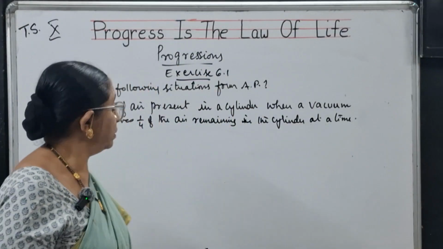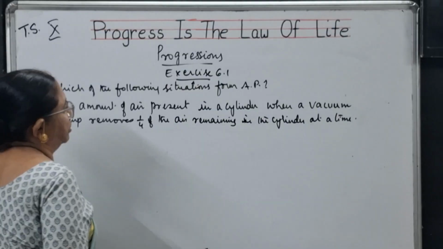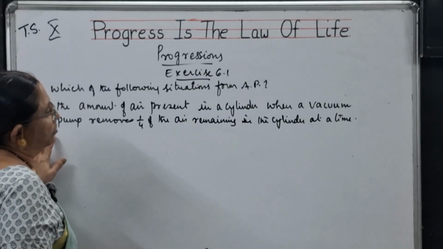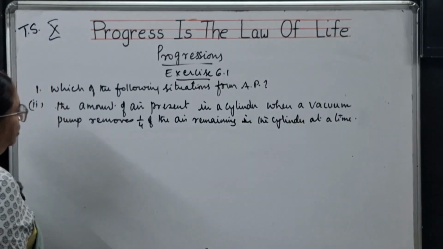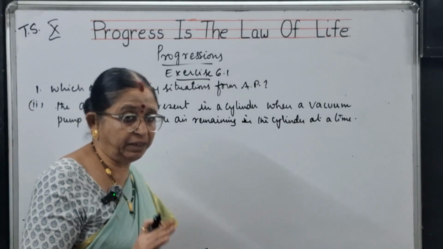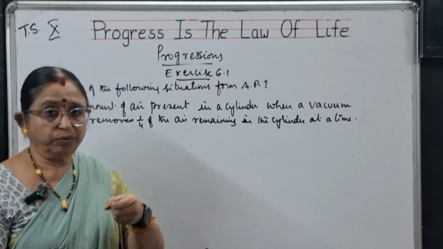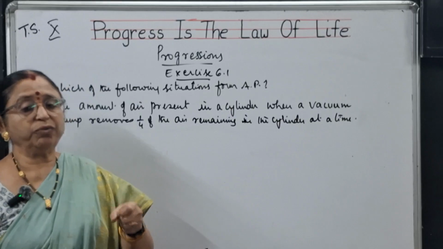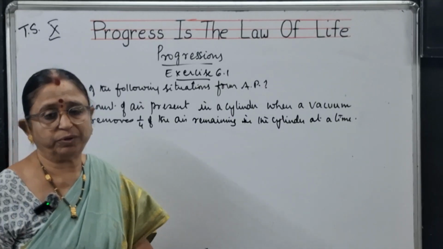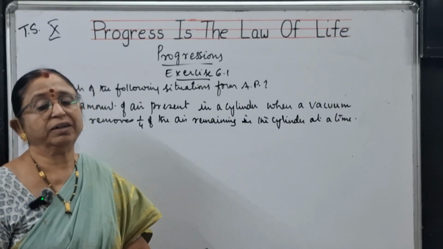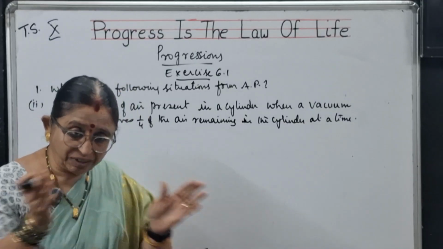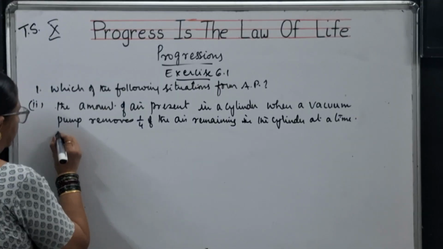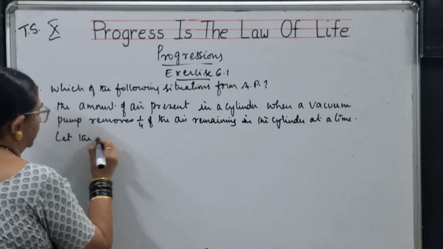Second bit here, children. The amount of air present in a cylinder when a vacuum pump removes 1/4 of the air remaining in the cylinder at a time. Means in the cylinder some air is there. When they remove air using an air pump, for every attempt, 1/4 of the air is removed. So, is the resulting series in AP or not? That is the question.